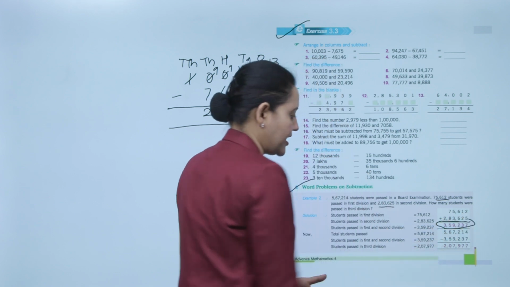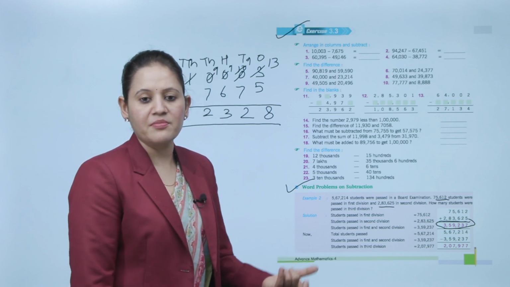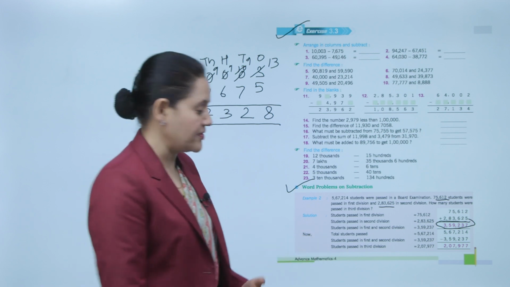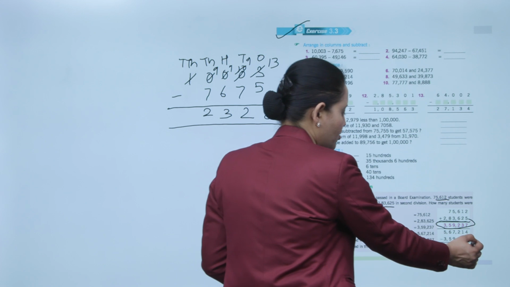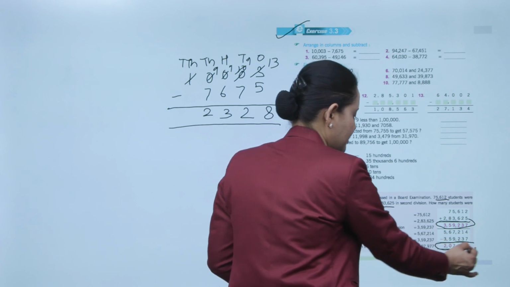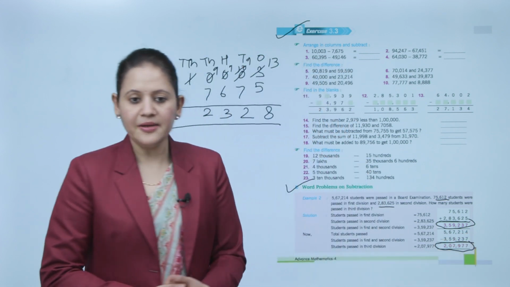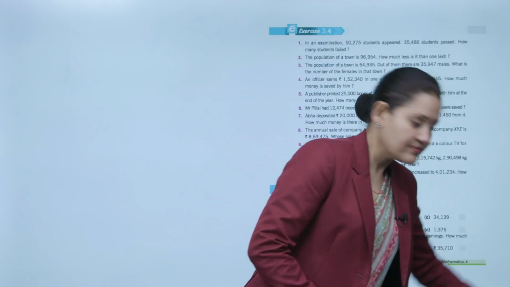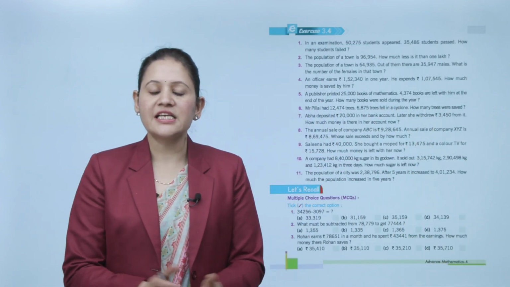So that is equal to 3,59,237. Now we will subtract this. So we'll find the number of students who passed in the third division. So that is equal to 2,07,977. Clear? Next is exercise 3.4.